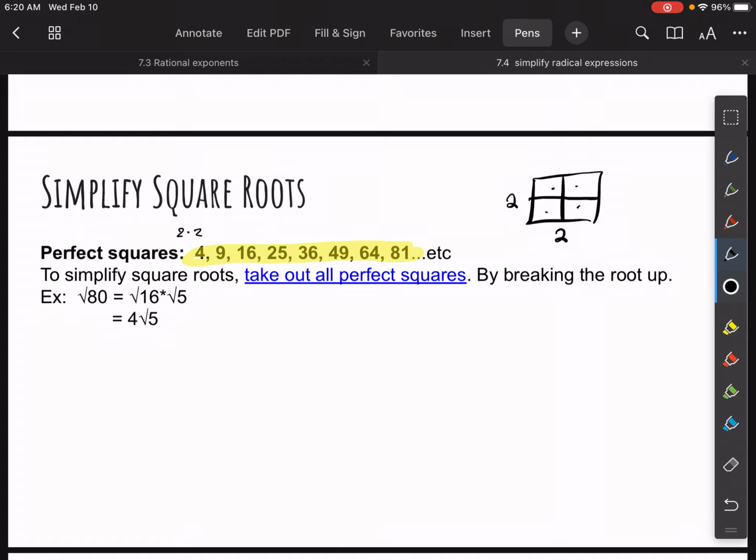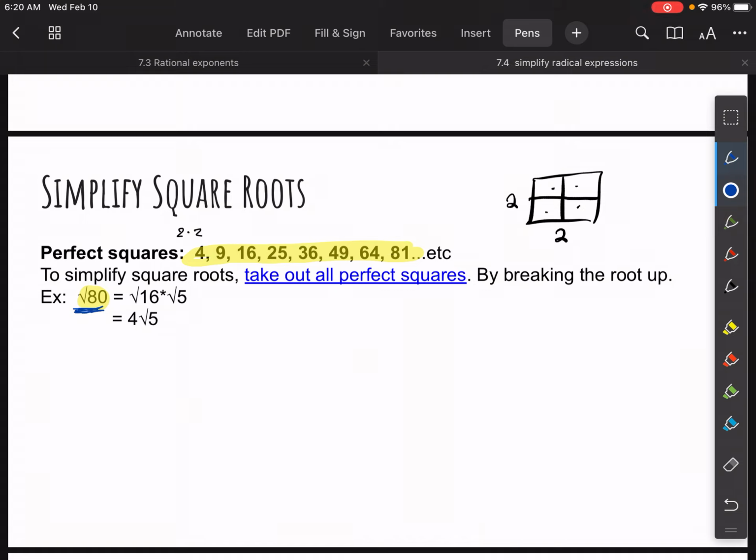It goes on and on and on. So to simplify square roots, we have to take out any perfect square that we see by breaking the root up. Okay, so this is not always easy to see. If I have the square root of 80, for instance, one of the things we're going to be doing is seeing, okay, are there any perfect squares inside of here that go into this evenly?